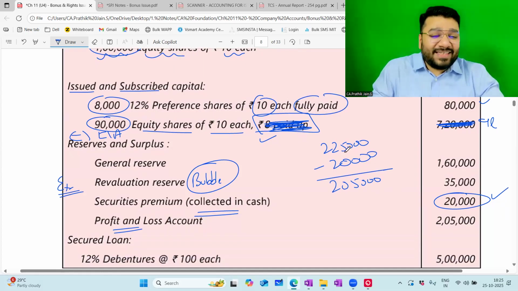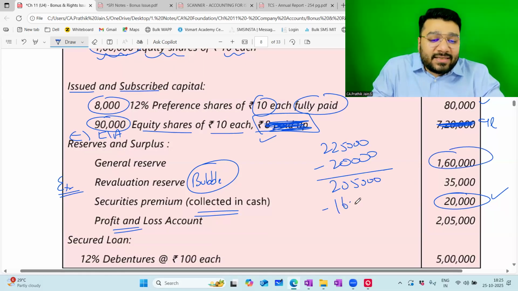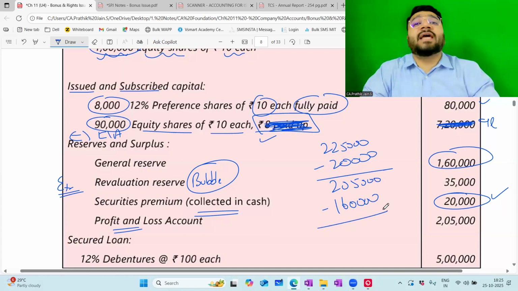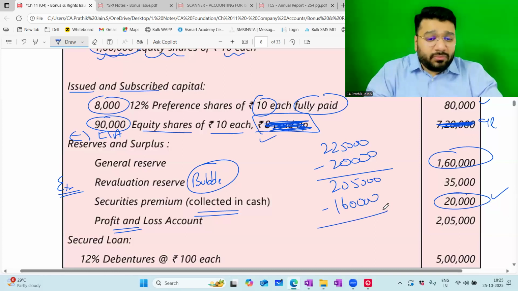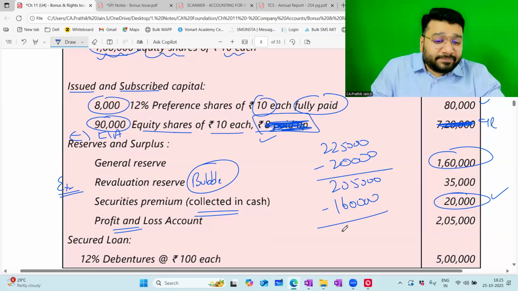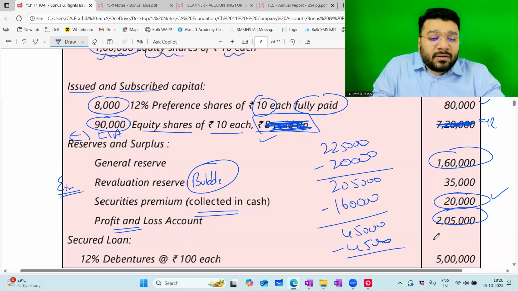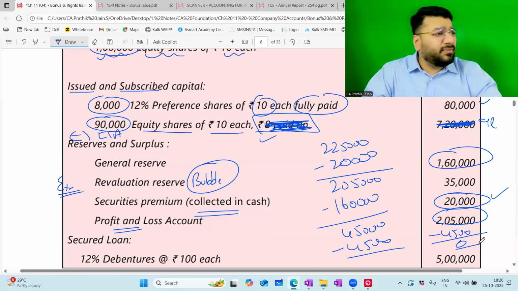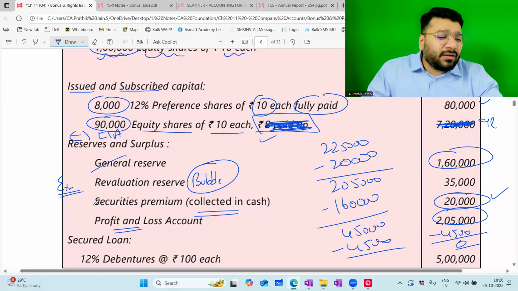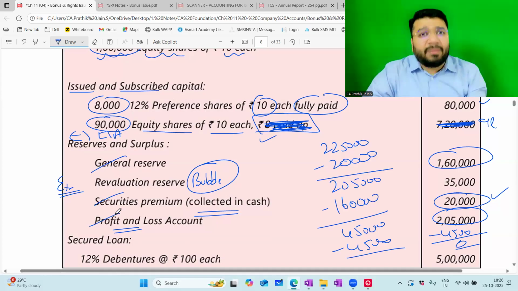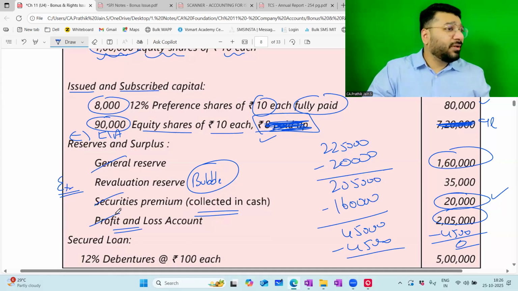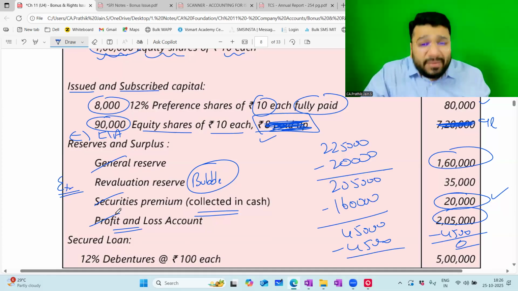Now, next is what? General reserve, free reserves. In free reserve, which one will you take first? General reserve 160. What is the balance of GR account after utilization? Zero. How much is further money required? 45,000. You'll take from where? P&L 45,000. So what is the balance in P&L? 2,05,000 minus 45,000. That is the balance in P&L. Okay, not okay? Why are you asking the balance of GR, premium, P&L? They're asking you to prepare the balance sheet after bonus issue. You have to know all of this because you have to present it.